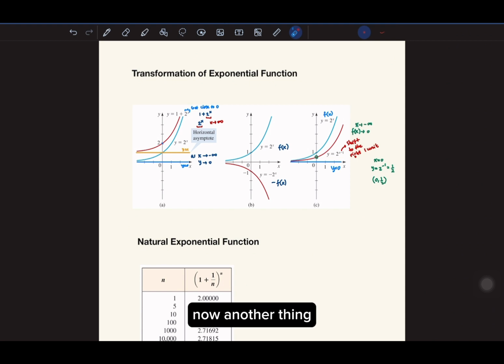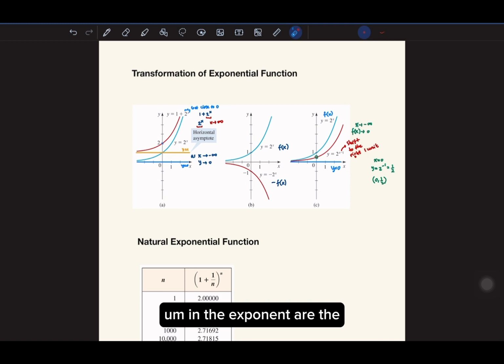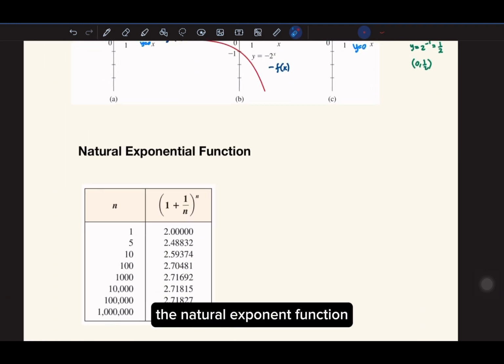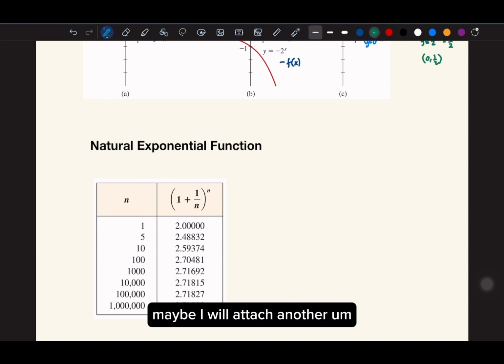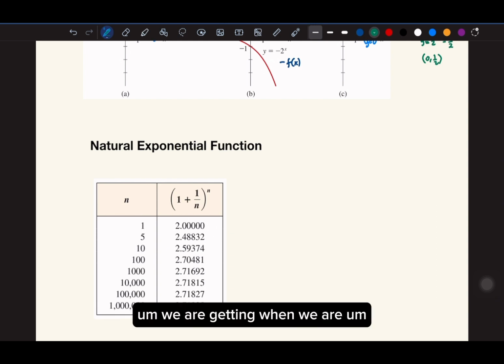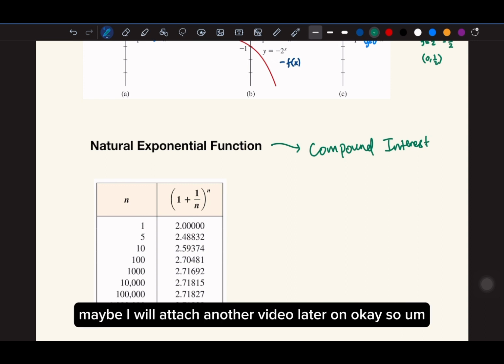Okay. Now another thing, aside from transformation in the exponent, is the natural exponent function. Perhaps if you have time, maybe I will attach another video that explains compound interest, which is usually what we get when we put money into the bank. So let me write here, compound interest. I would just like to share the conclusion from this compound interest. Maybe I will attach another video later on.